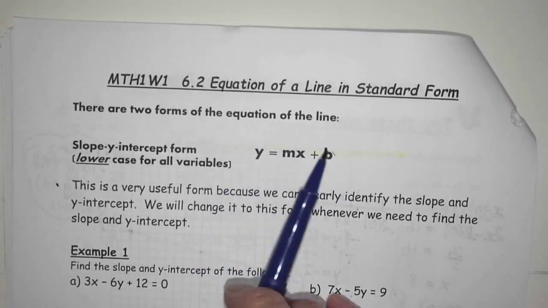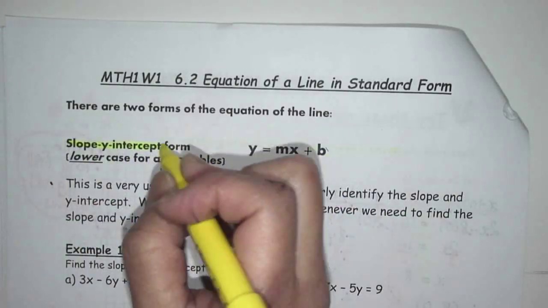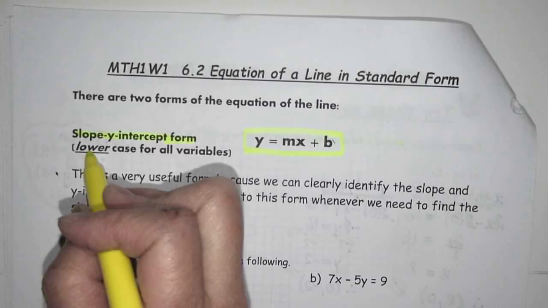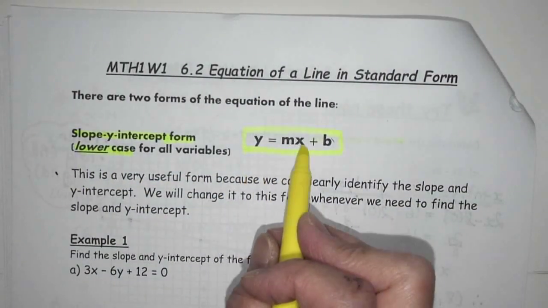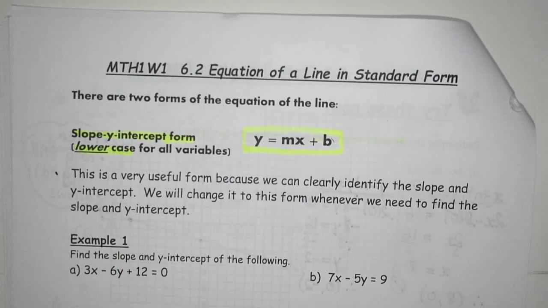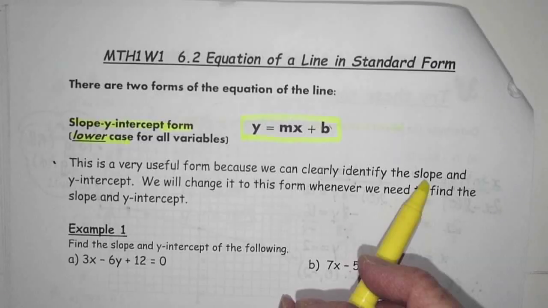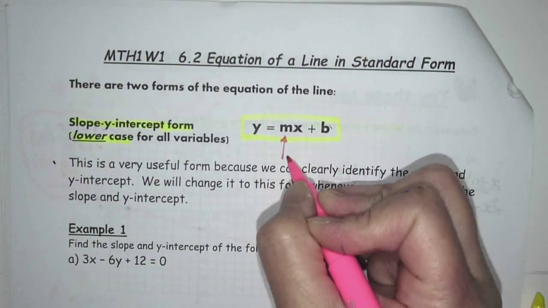One of them is the one we've been using. We have seen this is called slope y-intercept form. And look, we've got this form here. We use it all the time. Remember, it's lowercase for all of these variables. Lowercase y, lowercase m, x, and b. This is a very useful form because we can clearly identify the slope. So we know that the m is the slope.